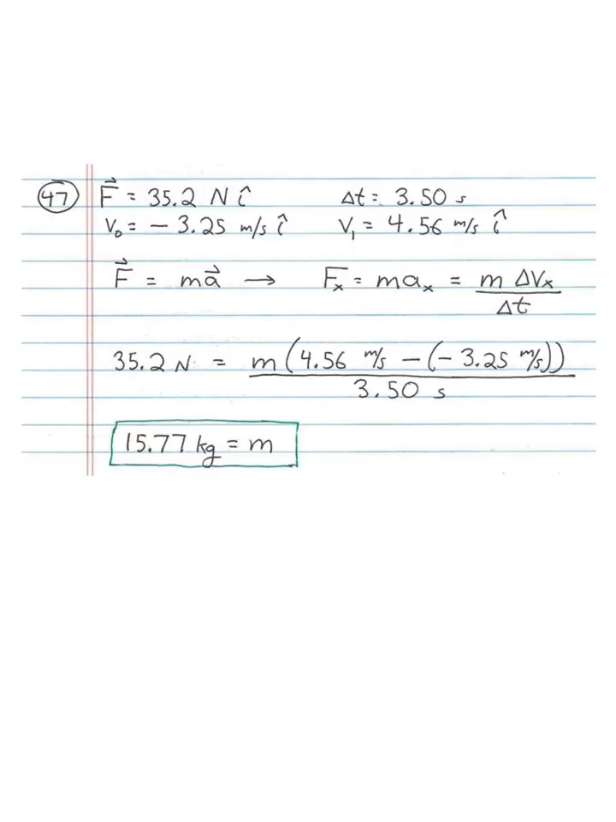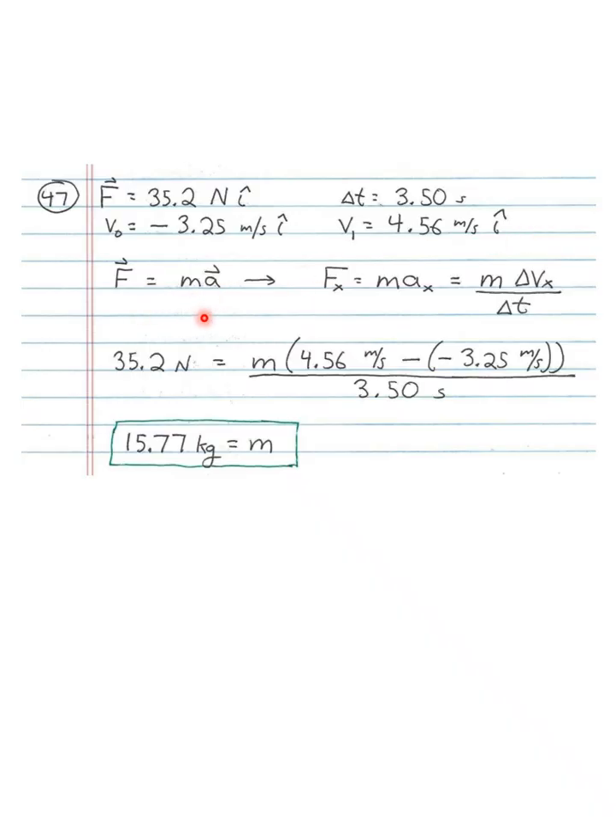Number 47. A constant force of 35.2 newtons i hat changes a ball's velocity from negative 3.25 meters per second i hat to 4.56 meters per second i hat in 3.5 seconds. Find the ball's mass. So I start this problem, as always, by listing out the given information. And we want to know the ball's mass, so we're going to think about F equals ma, and we're going to be solving for that mass.